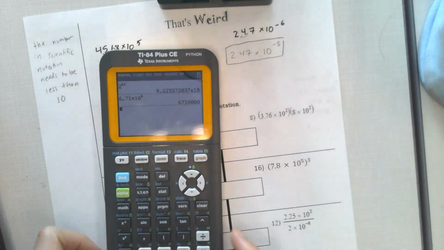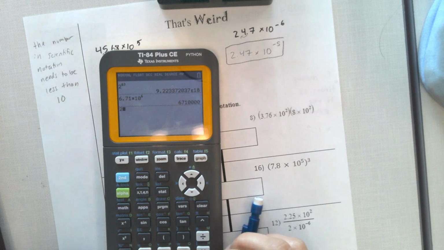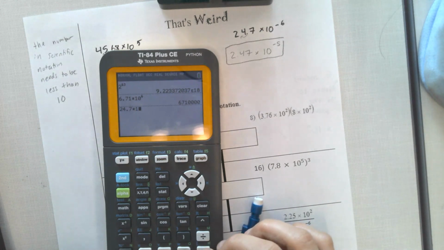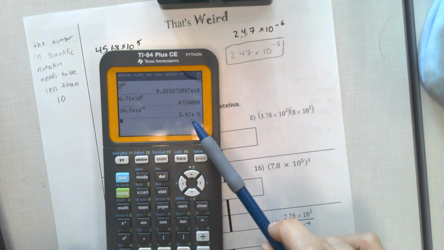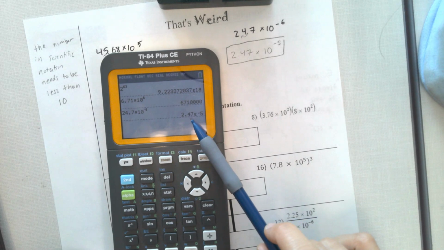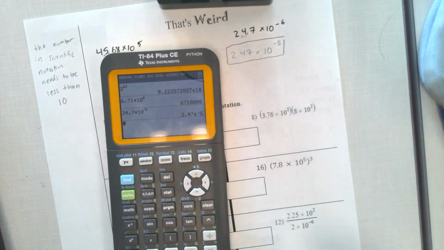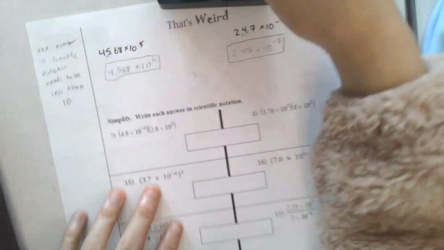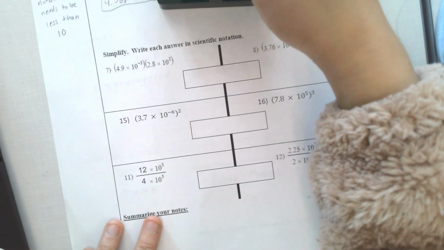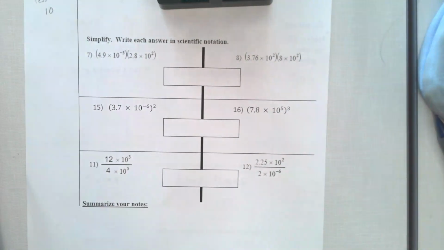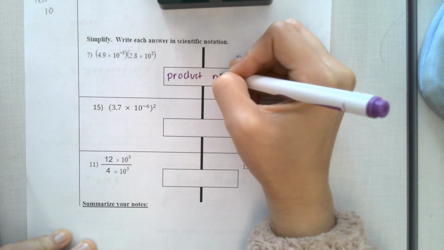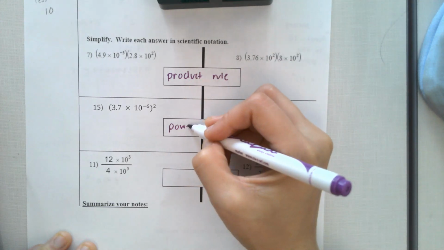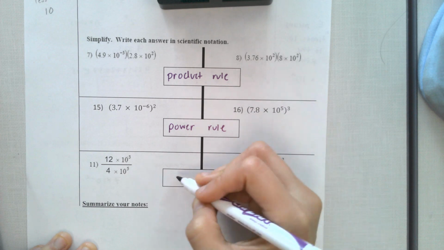So like here, 24.7 times 10 to the negative 6. It actually gave it to us already in scientific notation, right? 2.47 e to the negative 5th. Okay, so let's use our exponent laws, right? Bringing it back. We're going to write each in scientific notation. So this is going to be our product rule. This is going to be our power rule. And this is going to be our quotient rule.